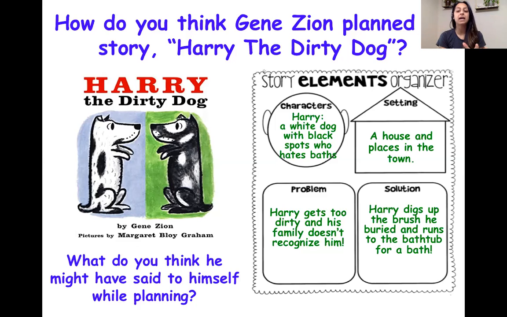Now, I didn't write a lot of details here because I'm not writing my story yet. I'm just planning it. So I just wrote big ideas about the problem and the solution and the setting and the character. When I actually write my story, I'll stretch all of that out and tell you about which places in the house the story takes place and which places in the town Harry goes and gets dirty and why he buries his brush in the beginning. All right, so I'll stretch all that out with details when I write the story, but here in my organizer, I'm just writing the big ideas for my story.